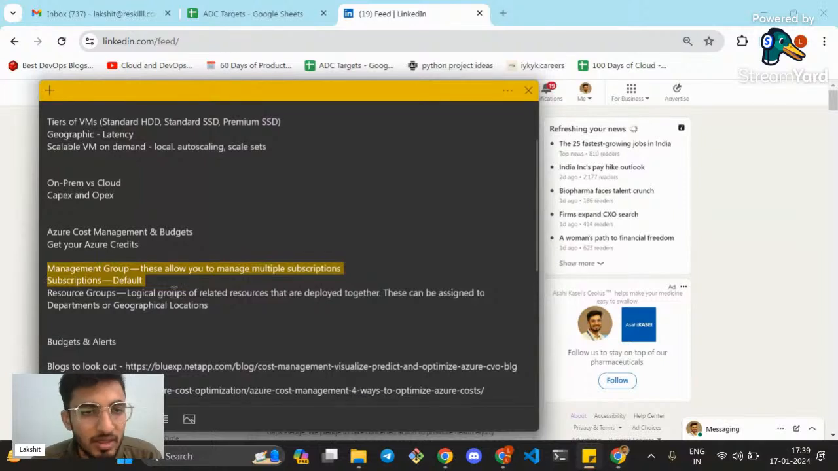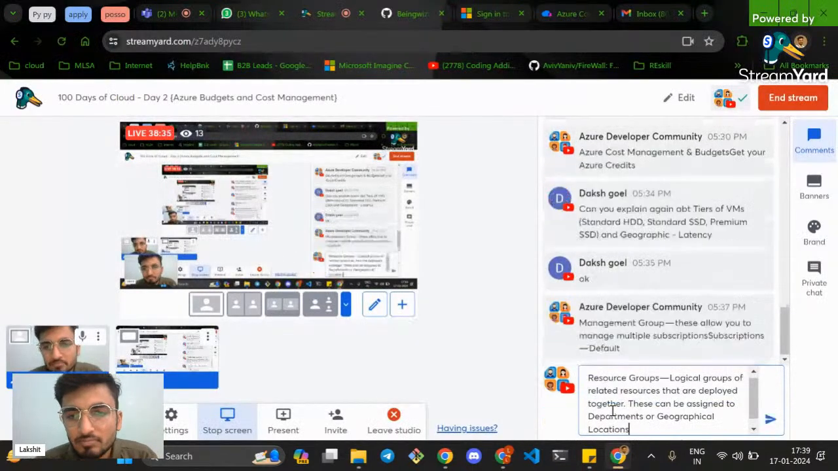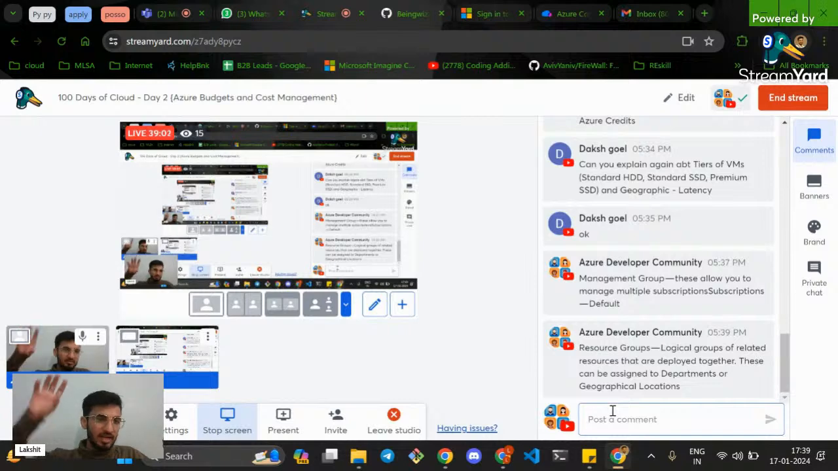Then there comes resource groups. I have already told you about subscriptions, right? Now what is a resource group? This is a very interesting thing. A resource group is something like a collection of particular Azure services. Suppose, let's take an example of two countries, India and maybe Nigeria. For India, maybe HDFC is using some XYZ Azure services.